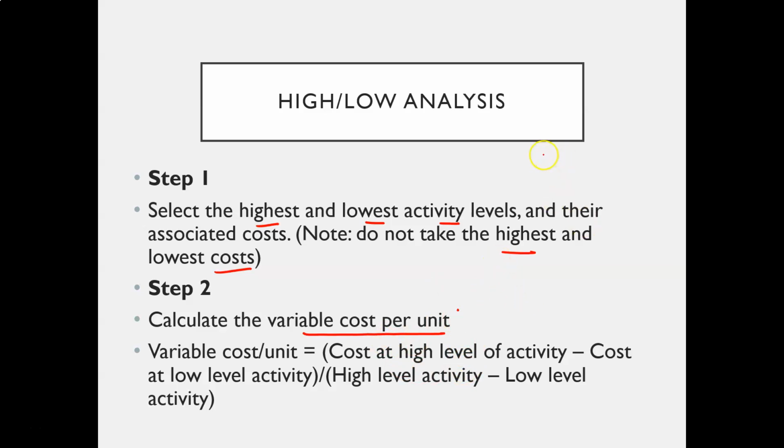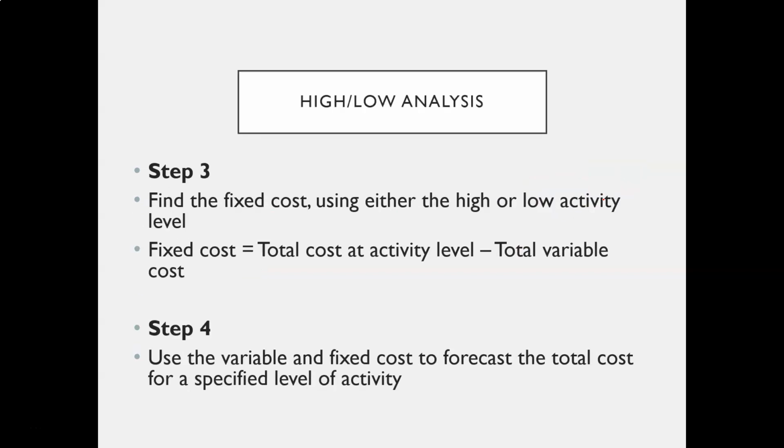I've been doing it already, haven't I? When I said 60 minus 50 divided by 3 minus 1. In that case, that was my high cost, and that was my lower cost, and those were my high units, and those are my low units, the related units. And I was able to find that 5 figure that I was looking for.